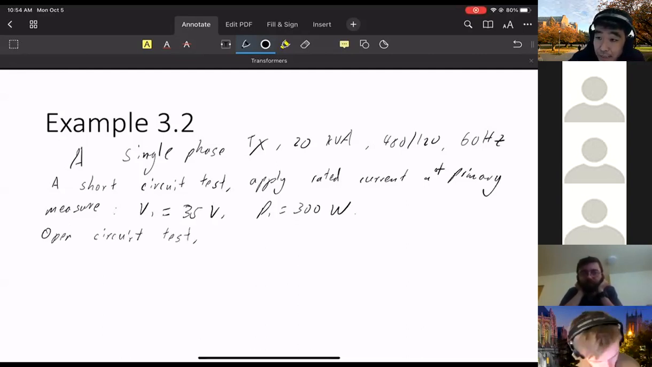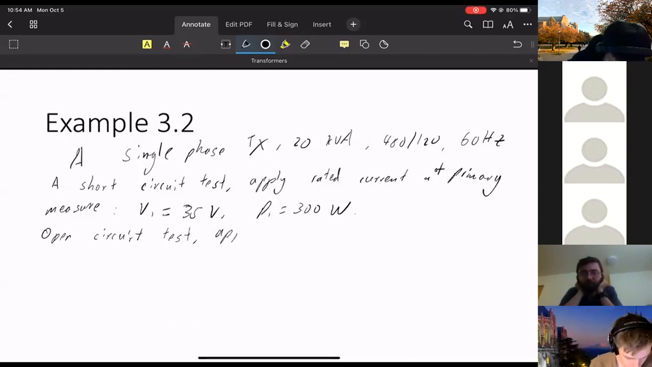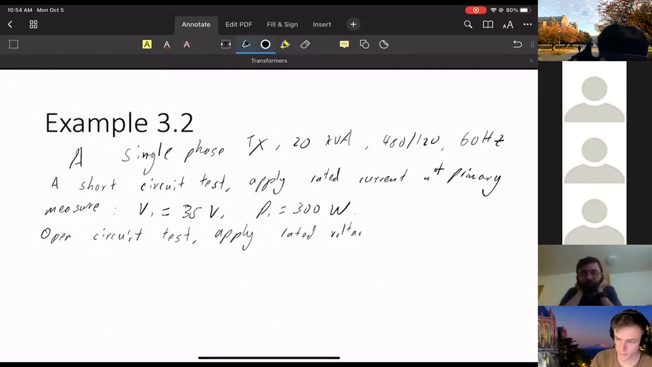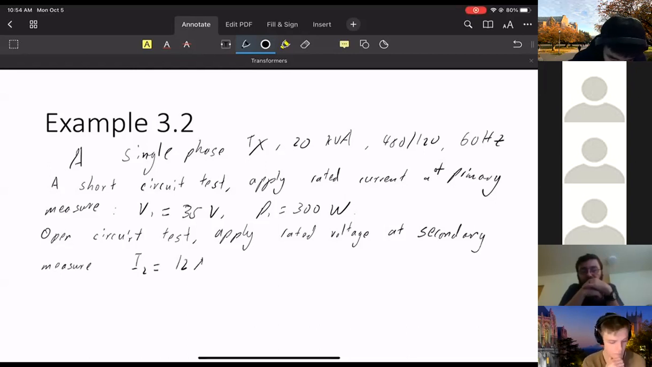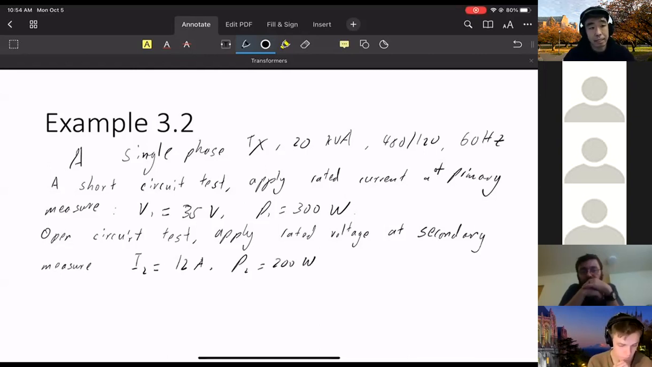Okay, let's do an open circuit test. Then apply rated voltage at the secondary. I apply a rated voltage at the secondary, then I measure I2 equals 12 amps, P2 is equal to 200 watts. Okay, so these are the two tests we do, right?